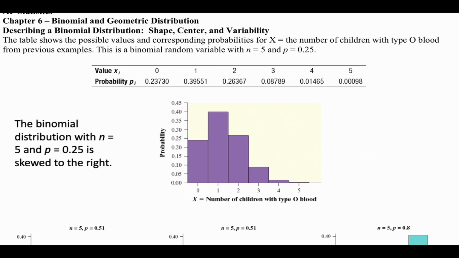Then they make it a frequency graph, a histogram, based off that. So we would consider this a binomial distribution where n is 5, p is 0.25, and this is skewed to the right. Most of the data, I would say, is on the lower side, right? Lower side, skewed to the right.